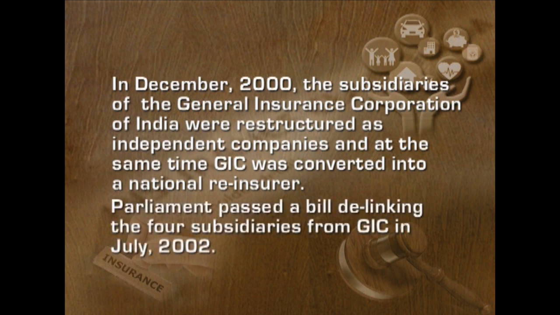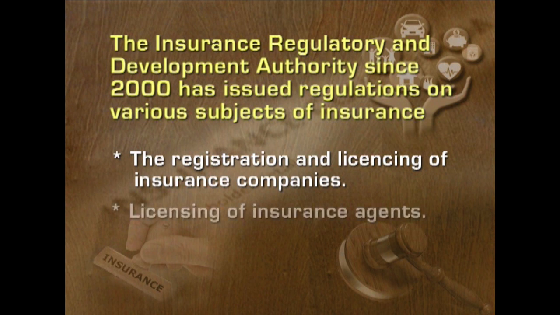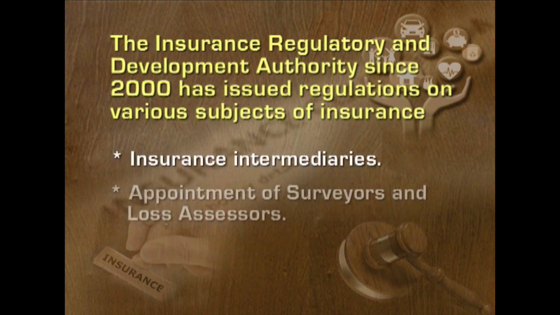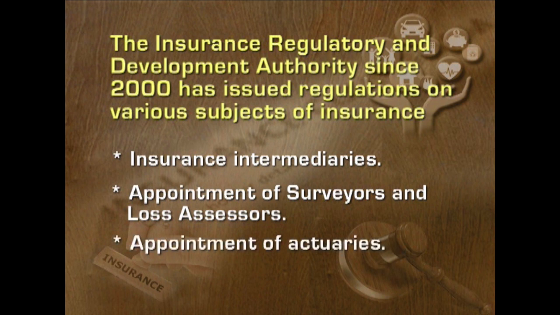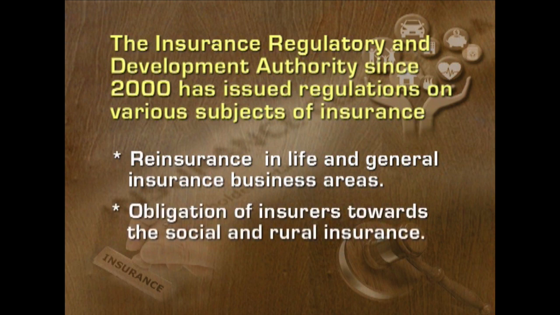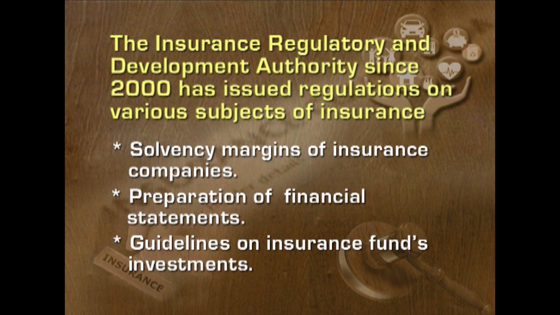Parliament passed a bill delinking the 4 subsidiaries from GIC in July 2002. The Insurance Regulatory and Development Authority since 2000 has issued regulations on various subjects of insurance, such as the registration and licensing of insurance companies, licensing of insurance agents, appointment of the corporate agents and brokers, insurance intermediaries, appointment of surveyors and loss assessors, appointment of actuaries, reinsurance in life and general insurance business, obligation of insurers towards the social and rural insurance, solvency margin of insurance companies, preparation of financial statements, guidelines on insurance funds, investments, reporting, microinsurance, and many other topics relevant for smooth function of insurance companies.